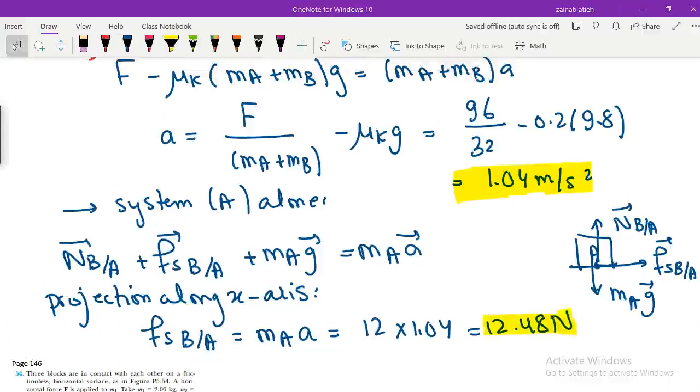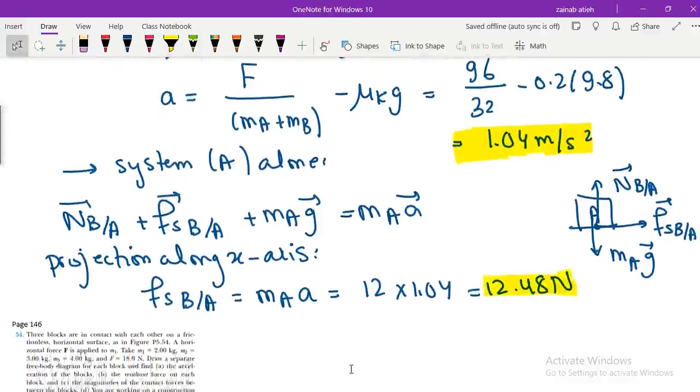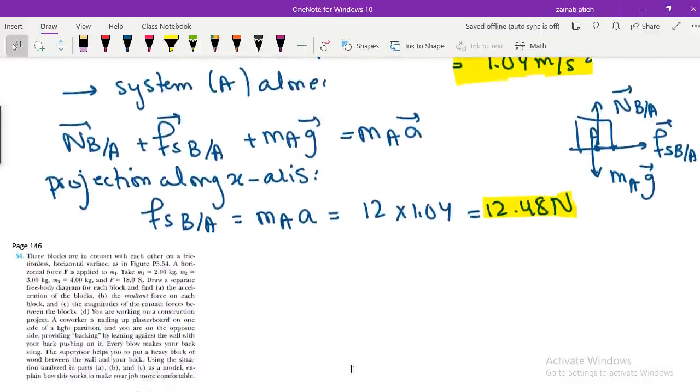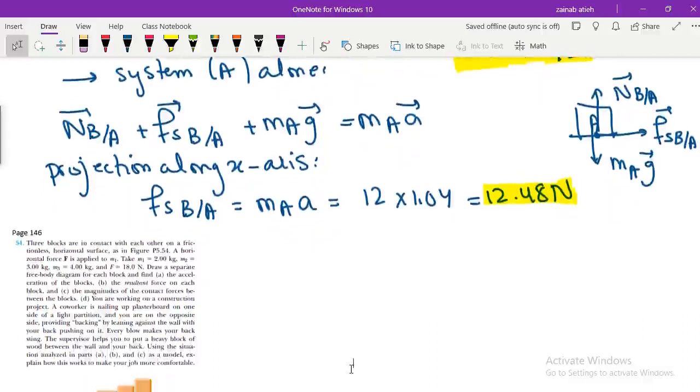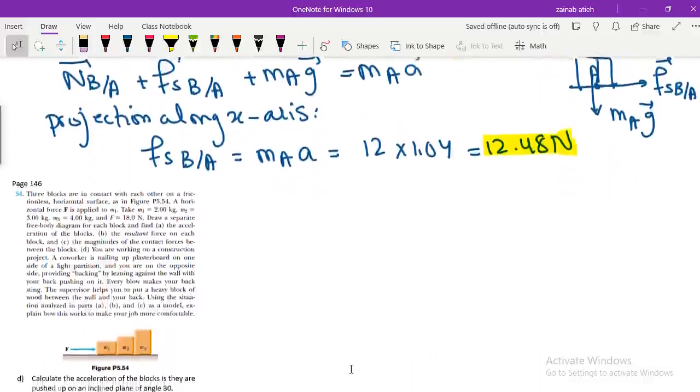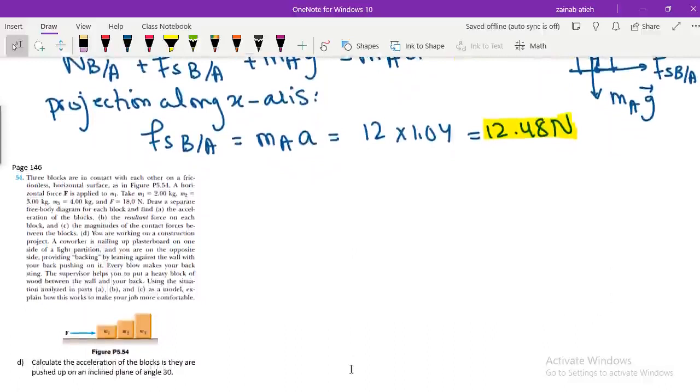We'll solve now problem 54, page 146. In this problem we have 3 blocks that are aside each other and not on the top of each other, but anyway we treat it similar to the previous one. We take the whole system together in order to find the acceleration of the system. This is one way of finding the acceleration.